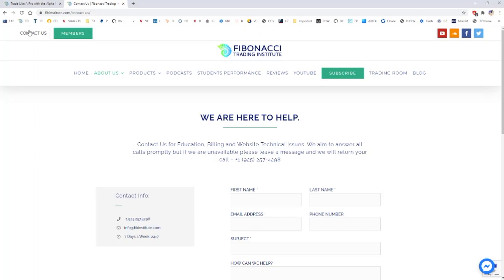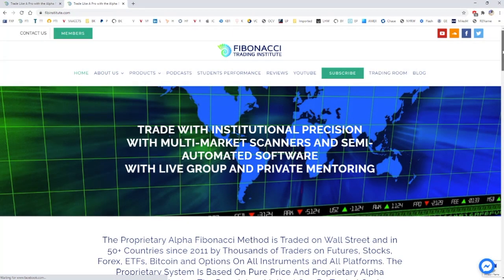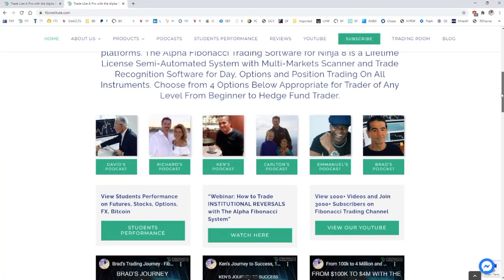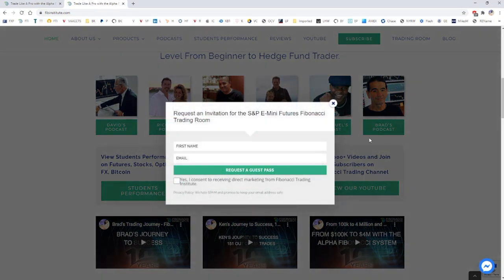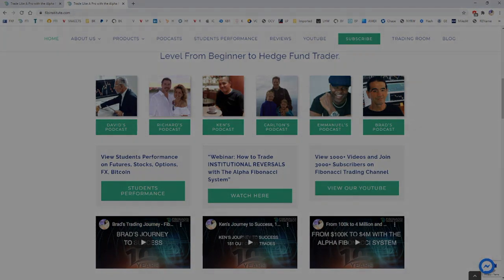And that is the Alpha Fibonacci System in the month of January with our incredible community. If you make an effort, you can be here with David, Richard, Ken, Carlton, Emmanuel, Brett, and many, many others. All you have to do is obey the rules and make an effort.